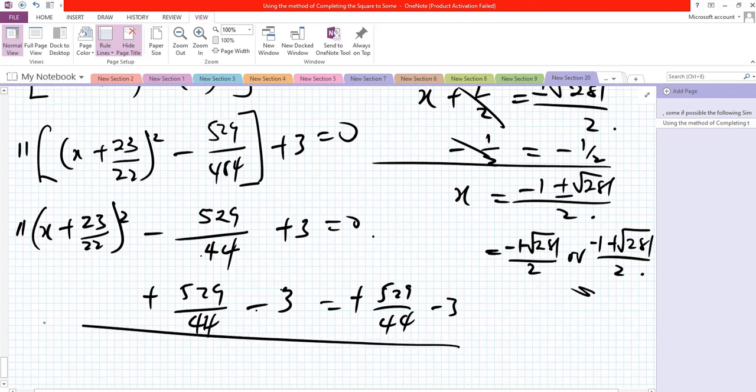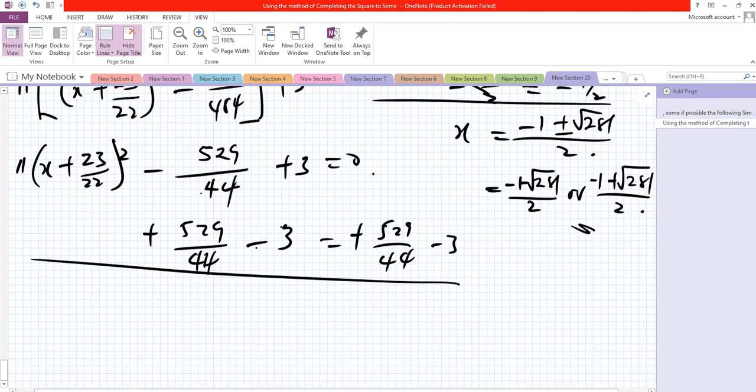Minus 3. Now, what I did is to remove these two terms. So remove minus 529 all over 44 plus 3. So what I did was to add the opposite of them to both sides. The opposite of minus 529 all over 44 is plus 529 all over 44. The opposite of plus 3 is minus 3. So I'll do the same to both sides. So this will cancel out, this will cancel out.